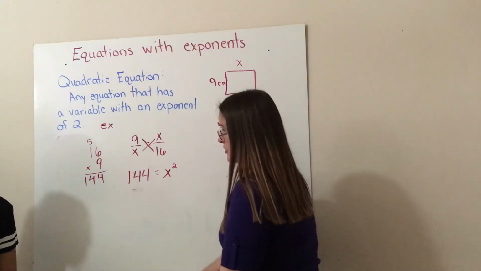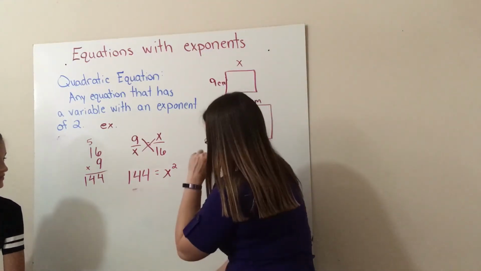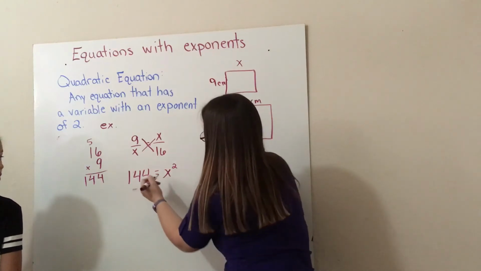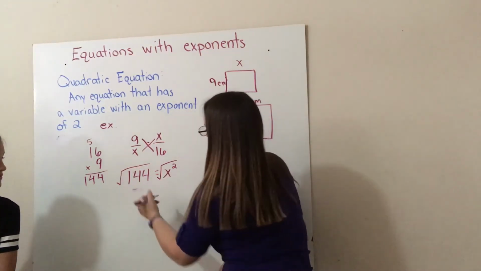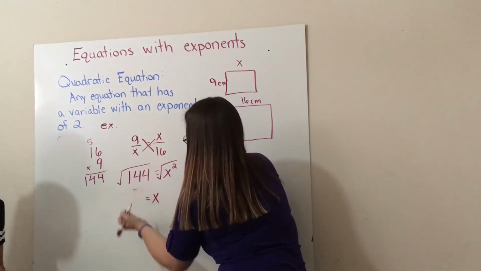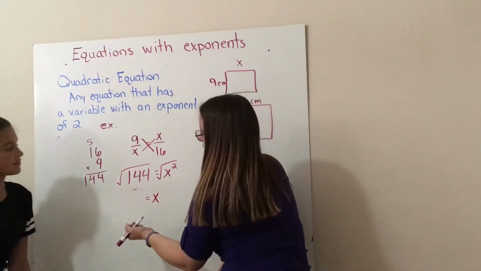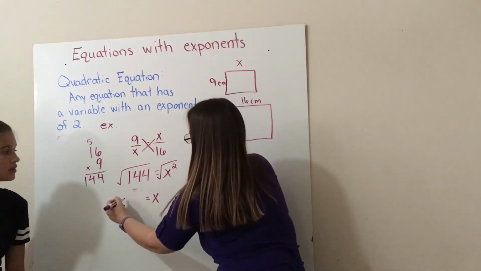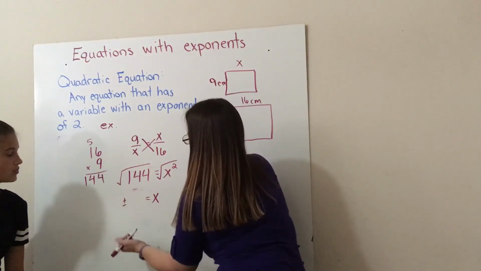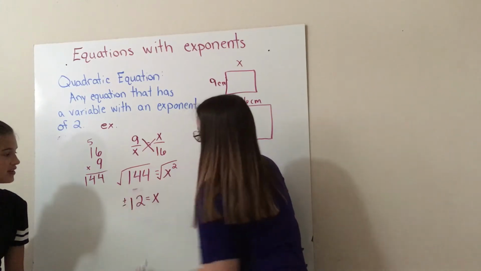Now, to solve for just one x, what do I need to do, Kalan? You have to find the square root. I have to find the square root. Okay, so what is the square root of 144? 12. So what would my answer be? Remember, plus or minus 12 centimeters.